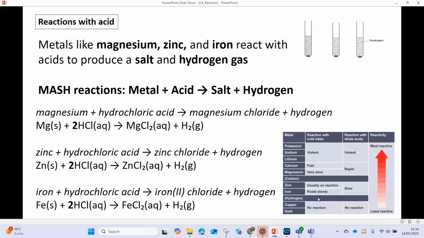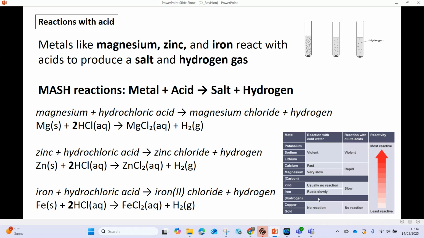Metals like magnesium, zinc and iron also react with acids to produce salt and hydrogen gas. In fact, lots of metals will react with acids. The alkali metals will, but it's far too dangerous to do that, especially in a laboratory, because they are so reactive. So we often react things like magnesium and zinc and iron with acid in our laboratories. And there you can see the word equation for those is a metal plus acid react to make salt and hydrogen. So we call them MASH reactions, and that's the general word equation.